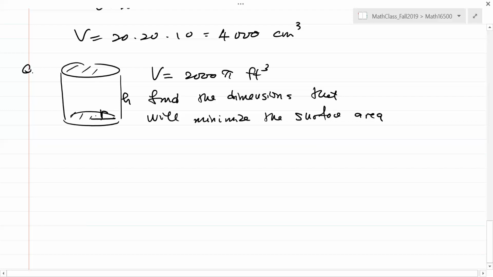And I think we're going to prove that the best one, which minimizes the surface area for the given volume, should have the diameter equal to the height, I think.